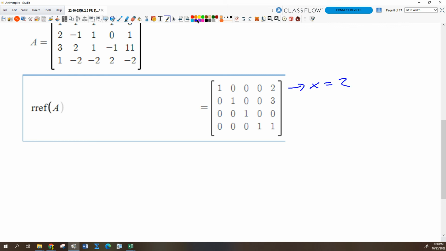How about that? What's the second row tell us? Y equals 3. What's the third row tell us? You mean z equals 0? What's the fourth row tell us? How about that? Isn't that cool? So then that as an ordered quadruple, that just tells us it's 2, 3, 0, 1. And so that point in 4 space would be 2 to the right, 3 up, out of the board 0, and 1 into the fourth dimension, whatever that would be, right?